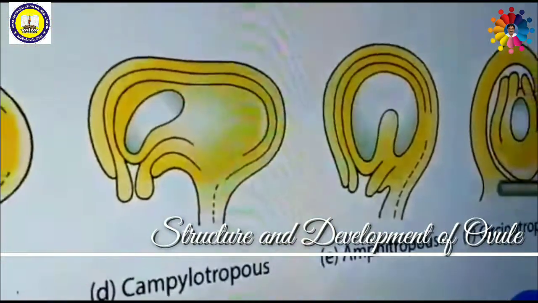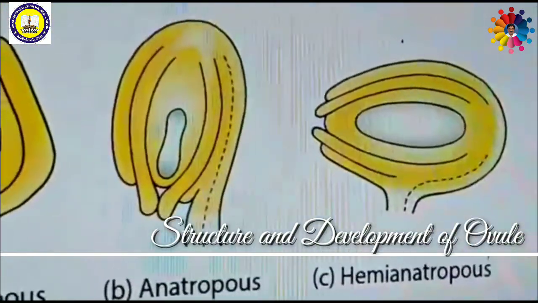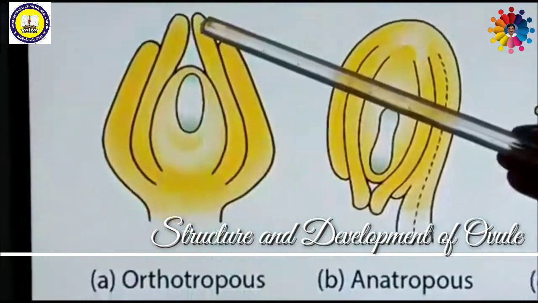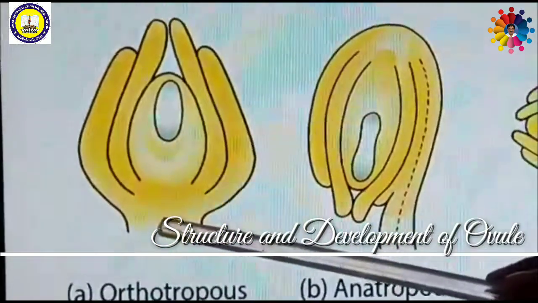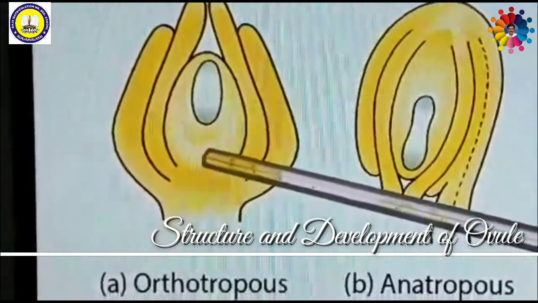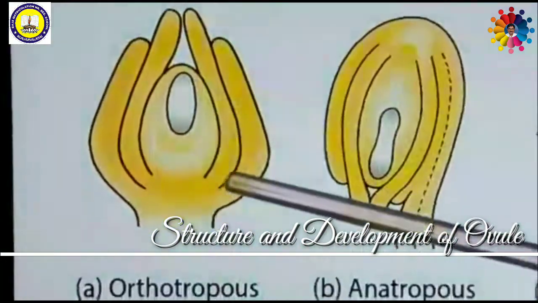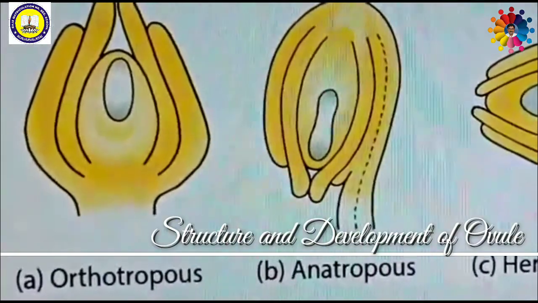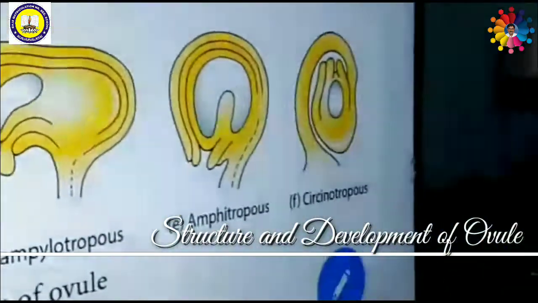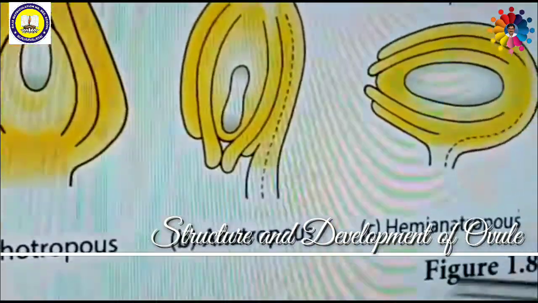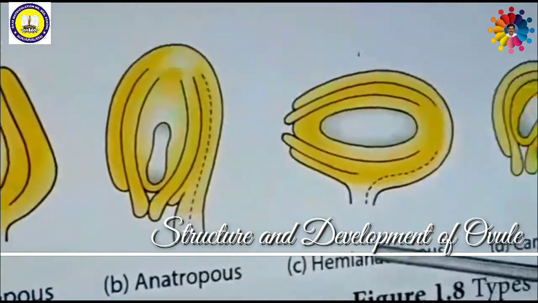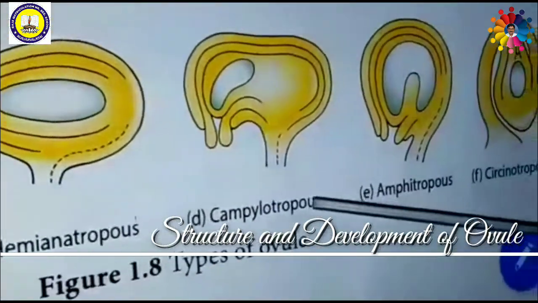How these different types of ovule can be identified depends upon the position of the micropyle, the chalaza, as well as the funicle. How the funicle, the chalaza, and the micropyle are arranged on the base, we can divide them into various kinds of ovule. Among these 6, the first 4 are the most important types: orthotropous, anatropous, hemianatropous, and campylotropous.